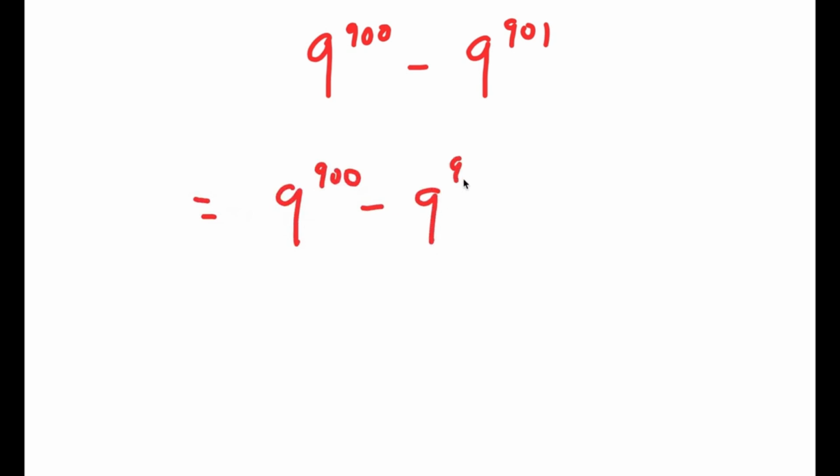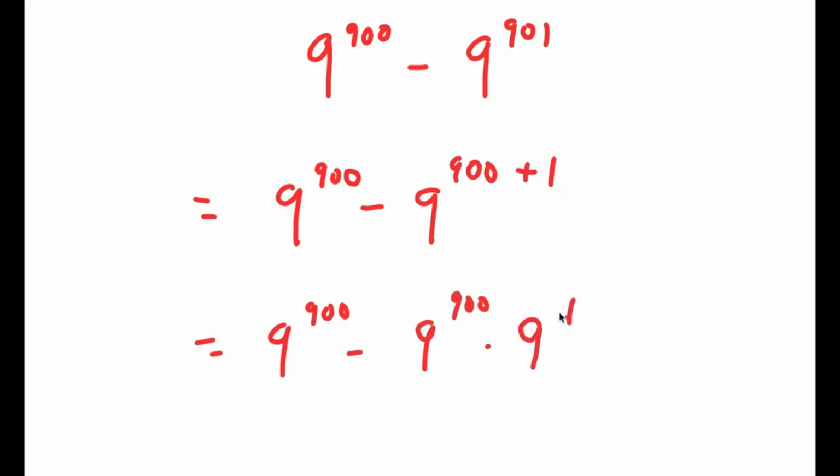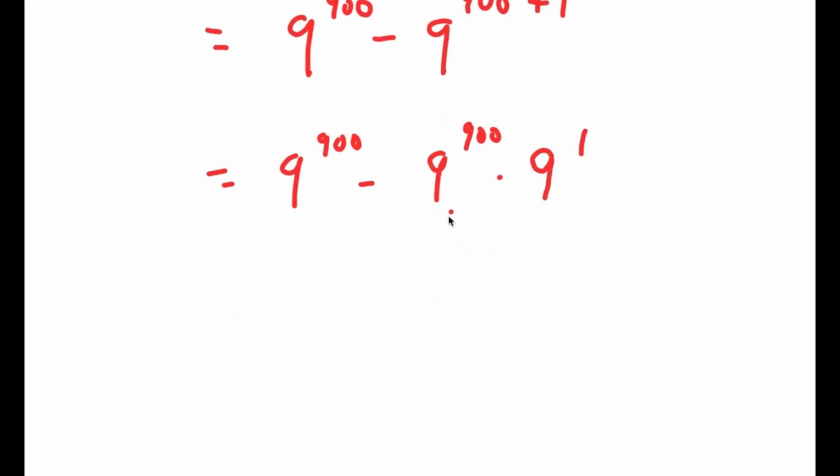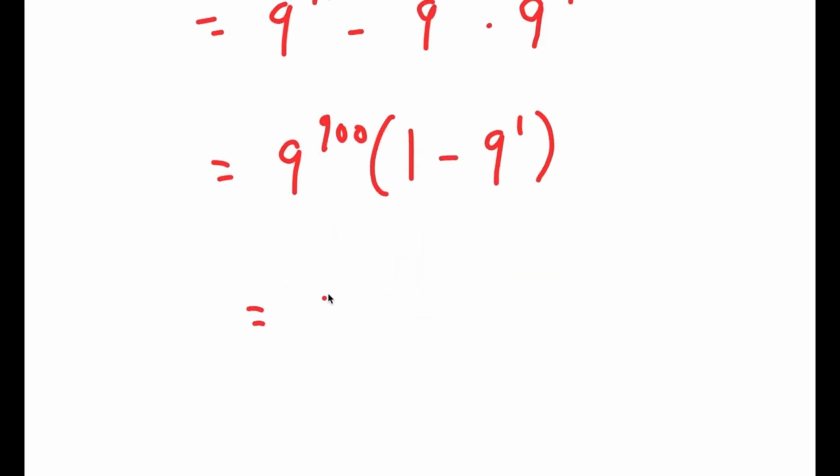Alright, so in this video, I'm solving the problem 9 to the power of 900 minus 9 to the power of 901. So to solve this, I'm going to first rewrite this as 9 to the power of 900 minus 9 to the power of 900 plus 1, which turns into 9 to the power of 900 minus 9 to the power of 900 times 9 to the power of 1 using property of exponents. And now I'm going to factor out 9 to the power of 900, so I get 9 to the power of 900 times 1 minus 9 to the power of 1, which is equal to 9 to the power of 900 times negative 8.